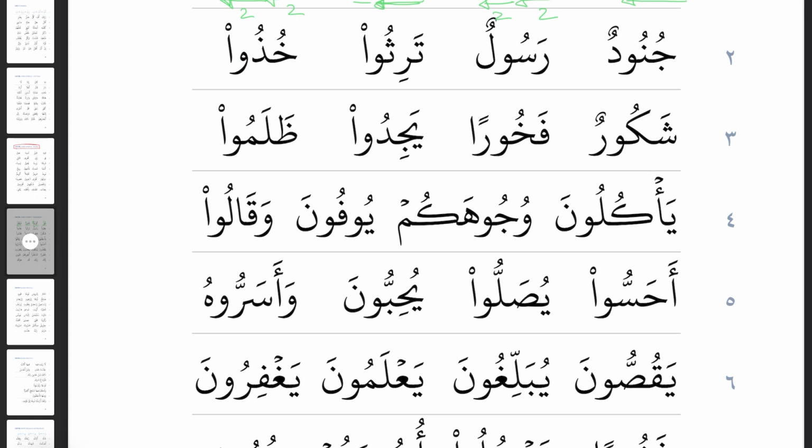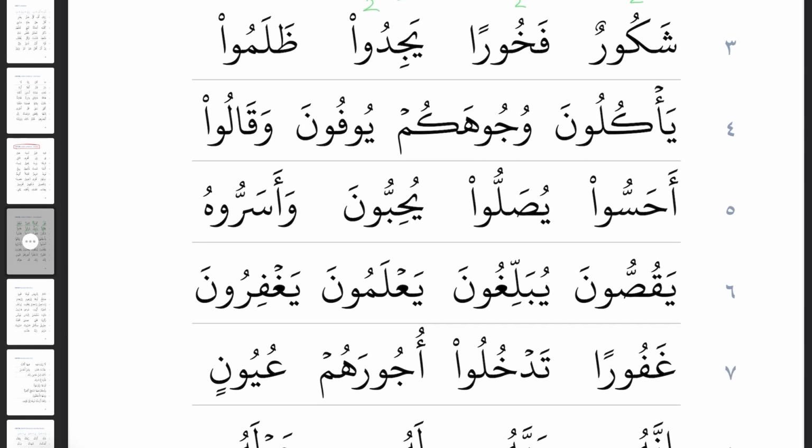Line 2. Ju, nu. This is where our 2 count stretch is because the noon had a Dhamma followed by a wow with no vowel and no sukoon. And then at the end here we have a dal with 2 Dhammas, so dun. Junu, dun. Let's carry on. Ra, su, 2 count stretch. Lun. Ta, ri, thu. So this is where our 2 count stretch was. Ta, ri. Remember the ra with a kasra is light. Thu, 2 count stretch there on the tha. Khu, dhu, 2 count stretch on the dal.